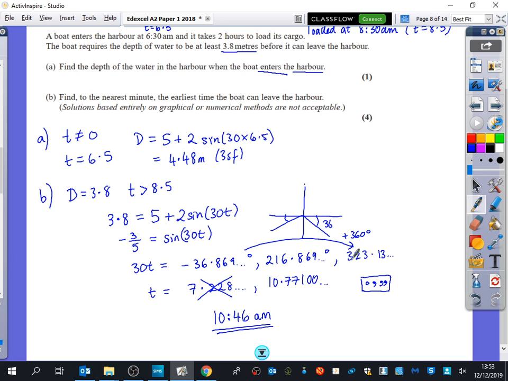This is the mistake that lots of people made. They forgot that you're going to have to keep finding more values of time for the trig. You have to add on the 360 and stuff before you divide by 30. You can't do that afterwards.